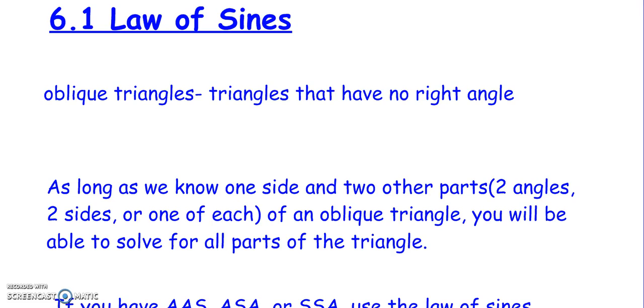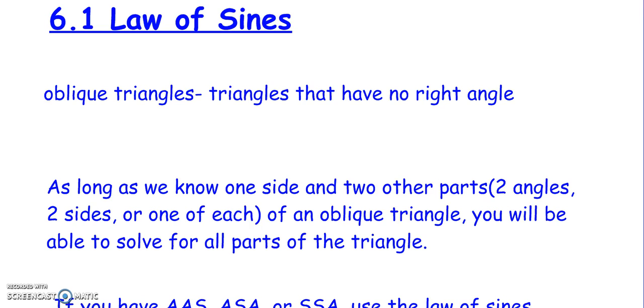Welcome to the beginning of Chapter 6. Chapter 6 is titled Additional Topics in Trigonometry, which really means we've been studying trig for a long time, ever since we started the unit circle, and this is going to explore a few of the broader topics that we haven't quite covered yet.